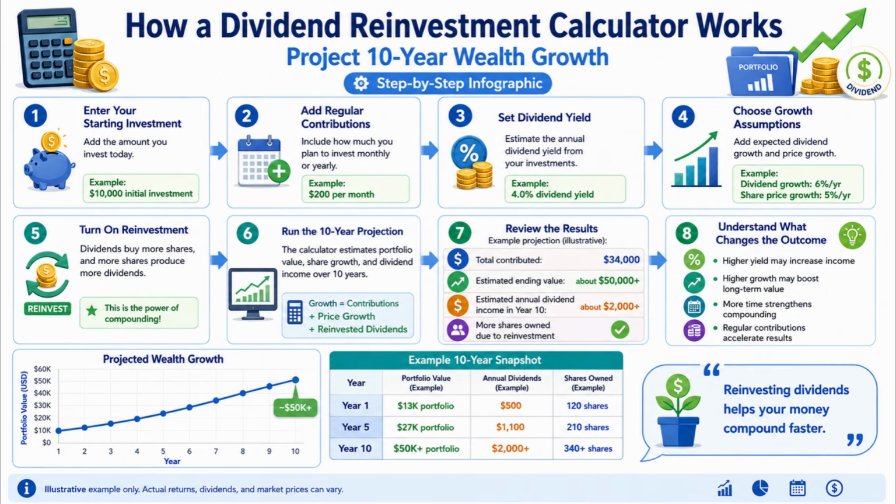Next, the calculator adds your regular contributions, because monthly or yearly investments can increase your total portfolio value over time. For example, adding $200 every month helps your investment grow faster than relying only on the starting amount.